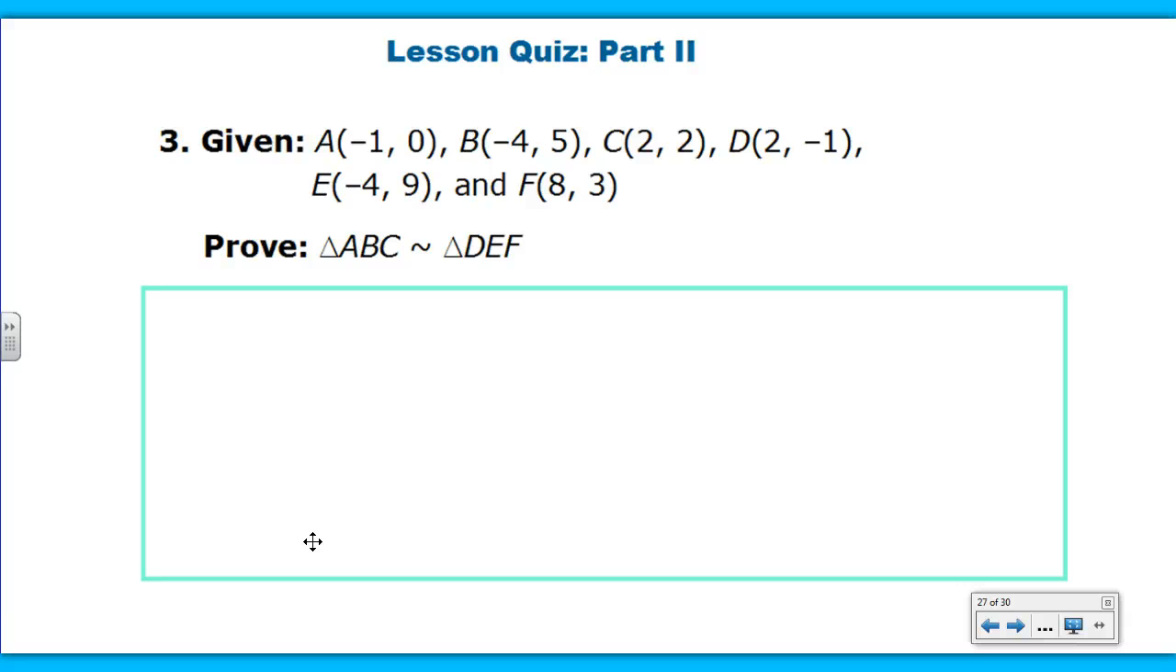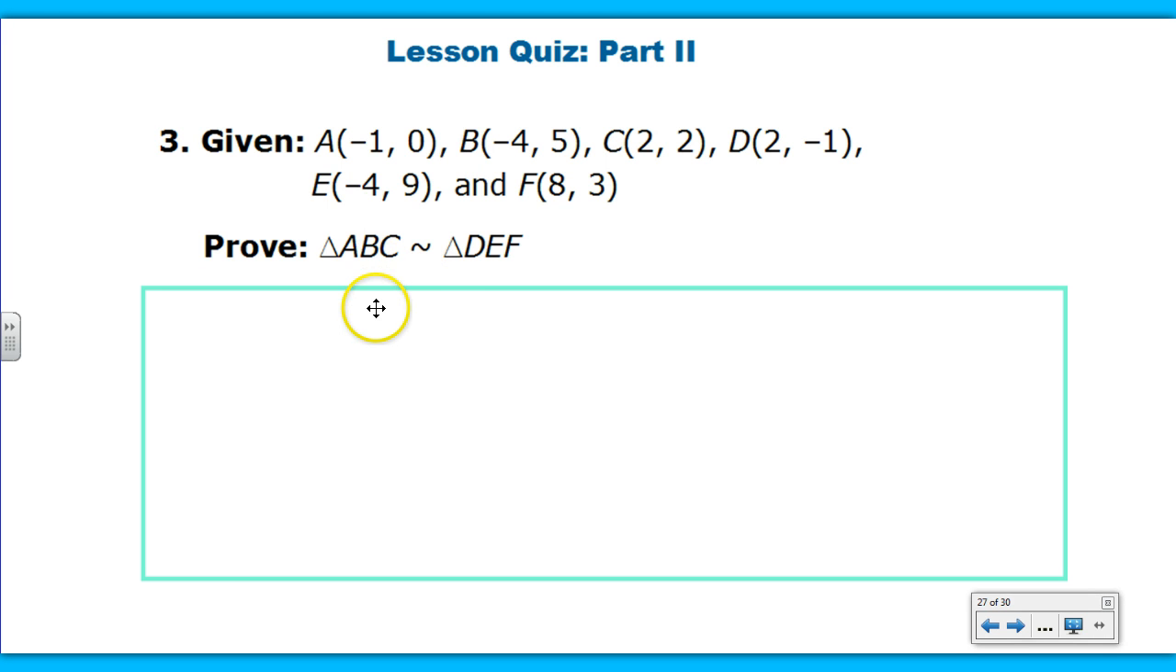Okay, so you're ready to dive in and get going with your work. Before you do, why don't you try one completely on your own? You're going to prove that triangle ABC is similar to triangle DEF given these points. Please be sure you slow yourself down and try this one out, and come back and check your work, and then you're on your way.